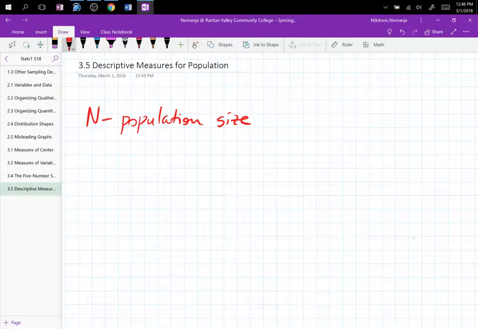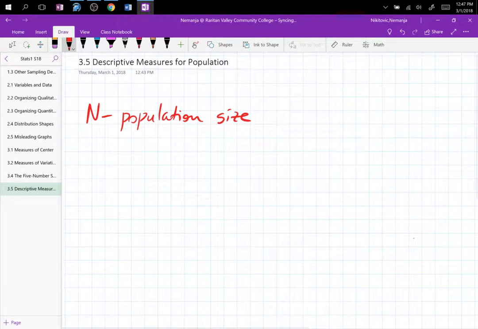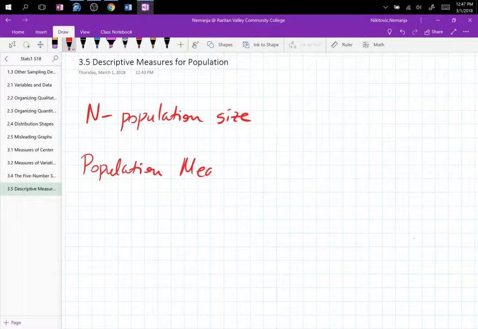So what is the population size of the United States? That's census, right? It's all of the United States citizens. And now we can talk about population mean. You know what this means. It's the average, the same as the sample one, except it's population mean.